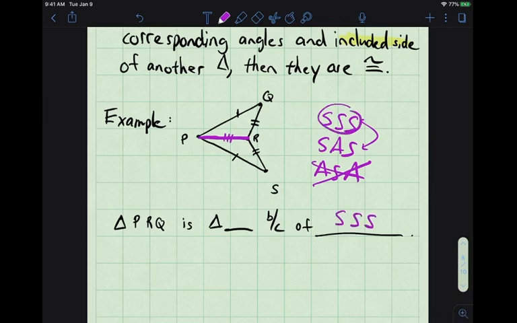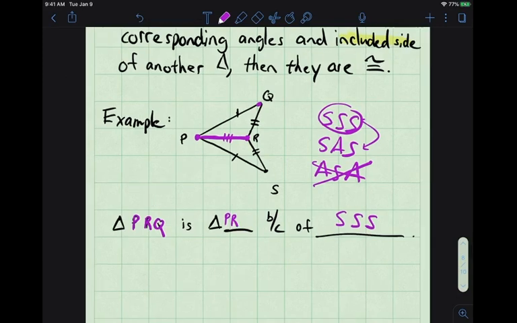And let's be careful with the congruent statement here. PRQ. So we have to go in that same order. P to R down to the lower one, which in this case is called S. So for this one, we reviewed side, side, side, SSS, side, angle, side, SAS, and angle, side, angle, ASA. Here's three ways to show that two triangles are congruent.